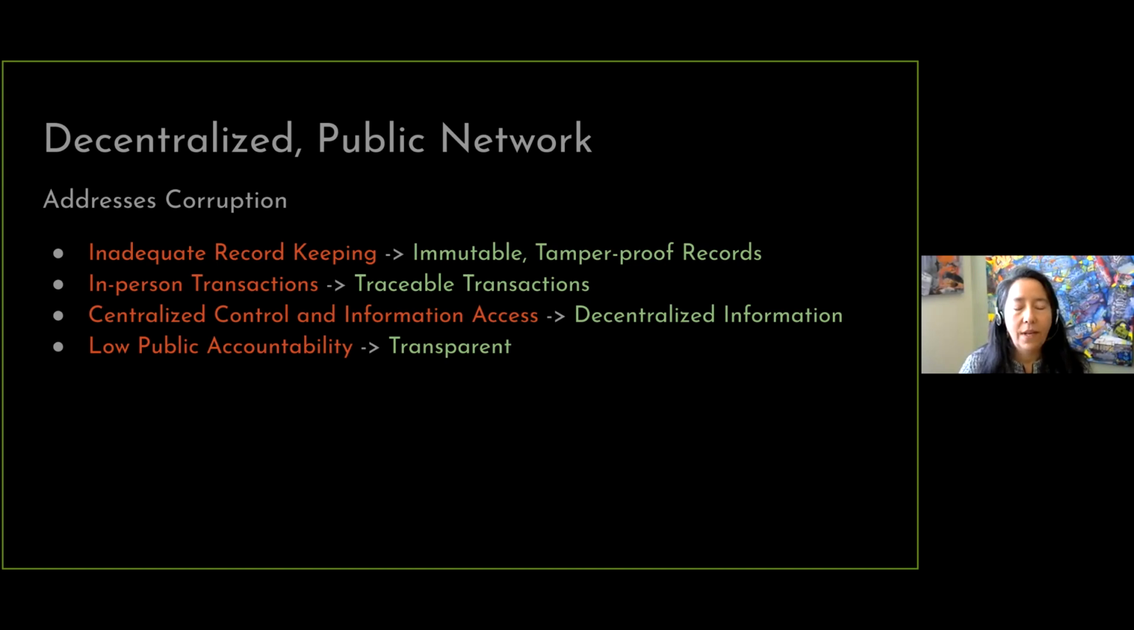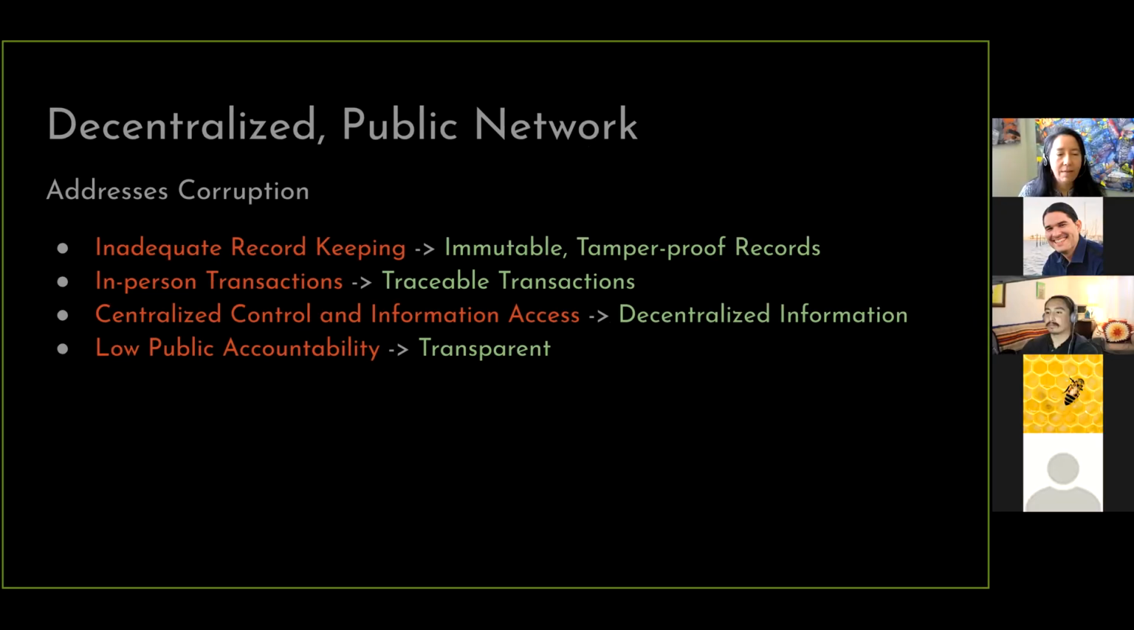There's a lot of centralized control and information access right now in the Web 2 world. If you're working with a peer-to-peer network, this information has now been decentralized. And maybe a large corporation may have a lot of private records, and so they have low public accountability. If this information is on the blockchain, then it starts to become transparent.